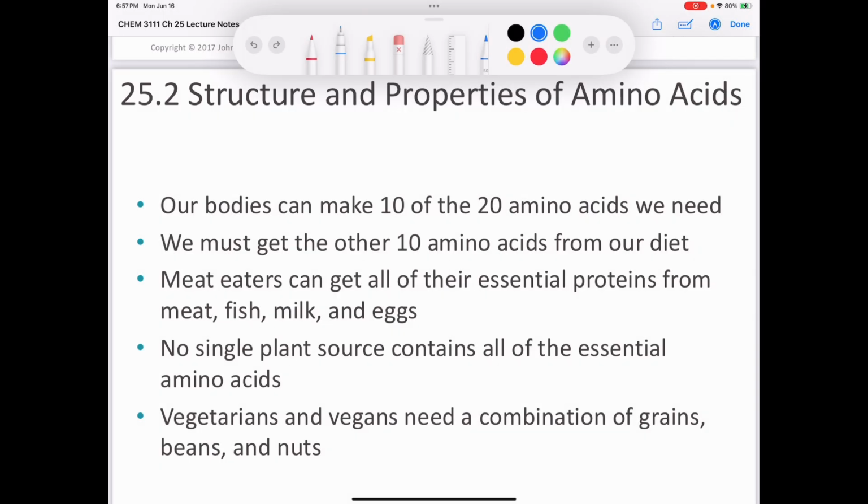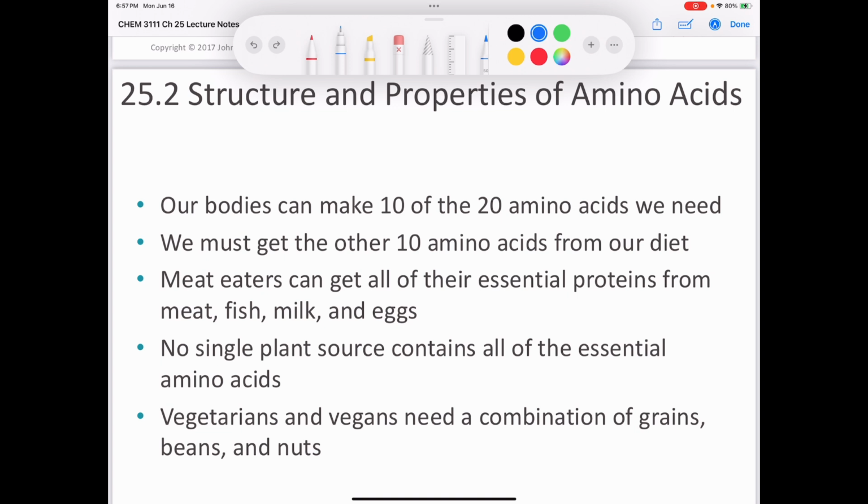Now, something interesting about amino acids is that our bodies can make 10 of the 20 amino acids that we need, but 10 of them we can't make. Those 10 we have to get from our diet, and we call those essential amino acids. Meat eaters can get all of their essential proteins from meat, fish, milk, and eggs. If you eat a piece of chicken, it's going to have all 20 amino acids in it, whereas it says here in the slide that no single plant source contains all of the essential amino acids.